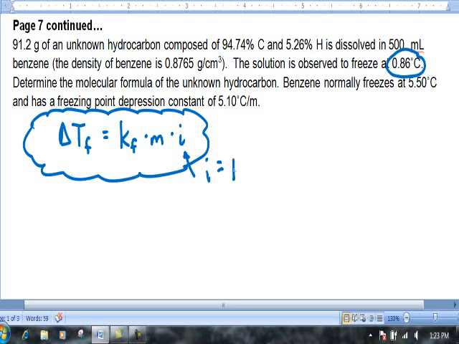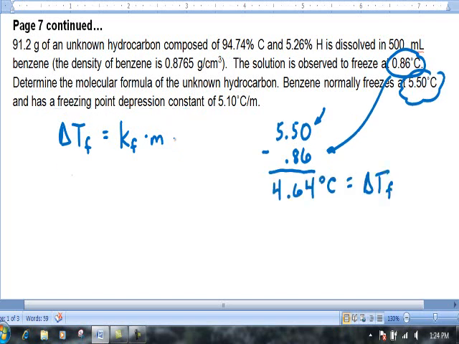Given that we have an unknown hydrocarbon, that would make this a non-electrolyte, so our i value is going to be equal to 1. We're given that benzene normally freezes at 5.50 degrees Celsius, and we find that our solution now freezes at 0.86 degrees Celsius. Taking the difference will give us our change in temperature for freezing point of the solution relative to pure solvent. We now have our change in temperature freezing of 4.64 degrees Celsius.